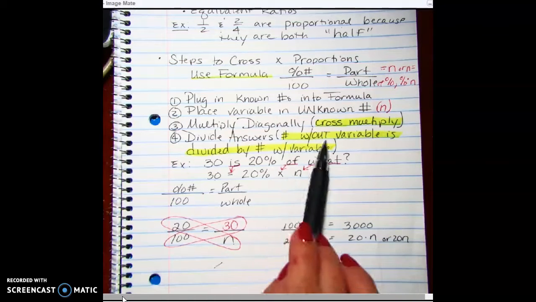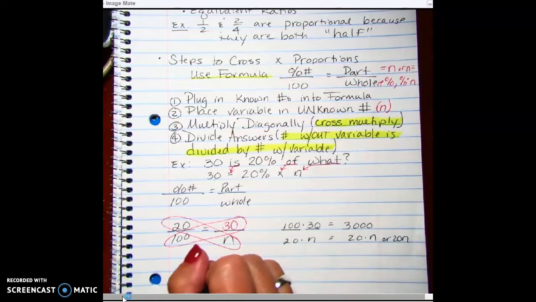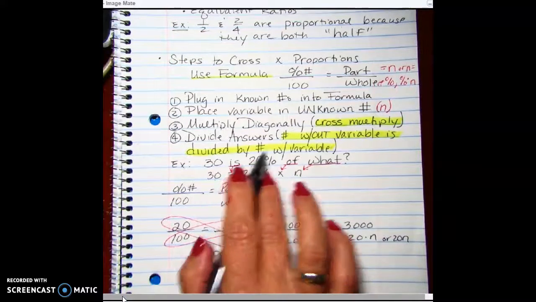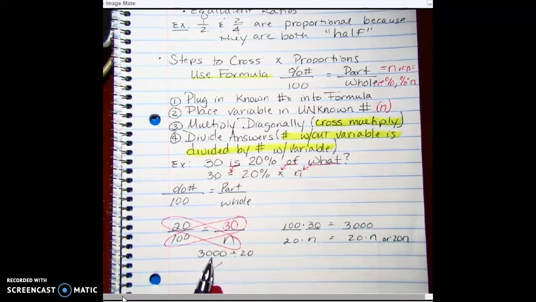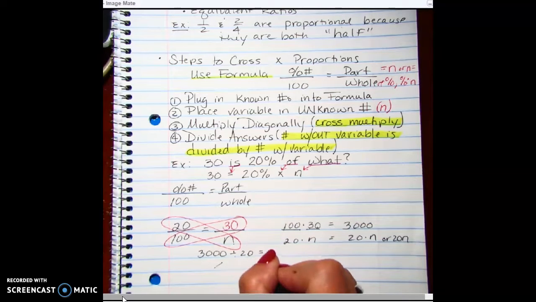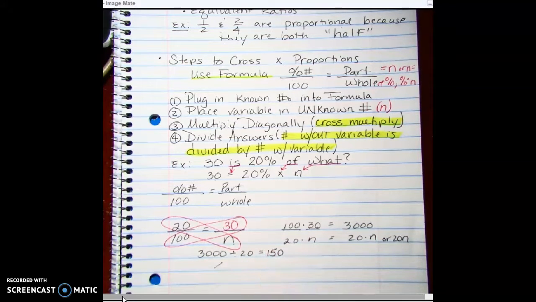Now, the number without the variable, 3,000, is divided by the number with the variable. And when I divide 20 into 3,000, I end up with 150. And that's my answer.